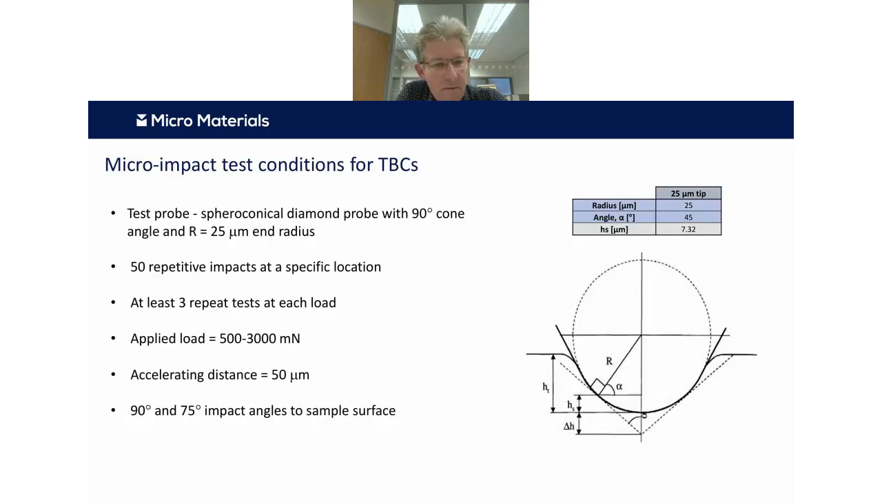Then we did some micro-impact tests on these two different coatings with, in this case, 50 impacts at the same location, repeated 3 times over a range of different test loads, accelerating over 50 microns. We did these tests at 2 different impact angles. The spherical probe has the geometry shown on the right: a 25 micron end radius going into a 90-degree cone angle. There's a transition between the spherical part and the conical part after about 7 microns penetration. So when looking at these test data, we think it's better to think of these as sphericonical probes rather than spherical probes if the impact depth is greater than that.